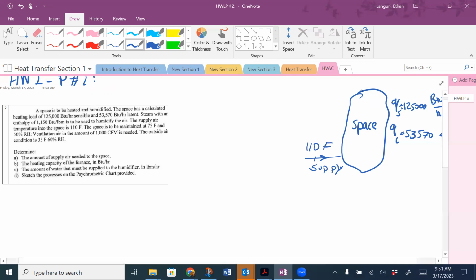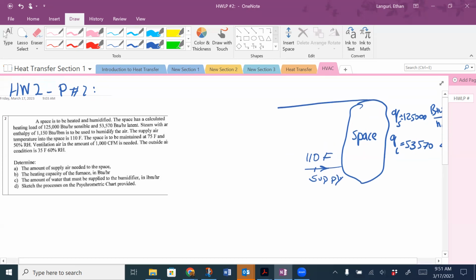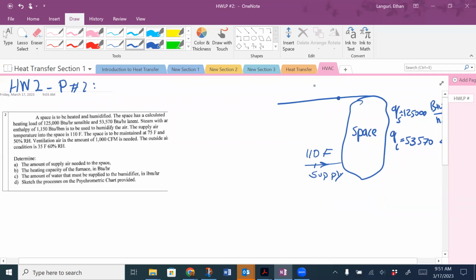So we show the temperature and relative humidity of this space on the return line. So if this is my return line, I show 75 Fahrenheit and 50% relative humidity on the return. So I know I have the two pieces of information for my return, so I can fix it on the psych chart. For the supply, I only have one piece of information, temperature. Okay. This space is to be maintained at this condition.